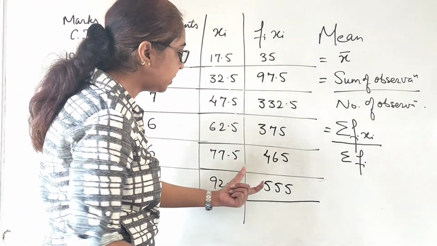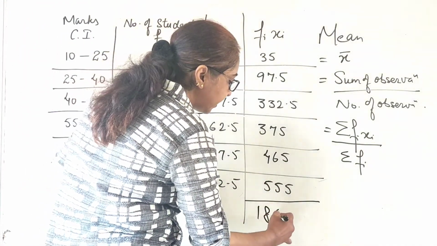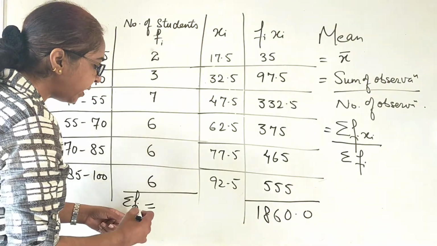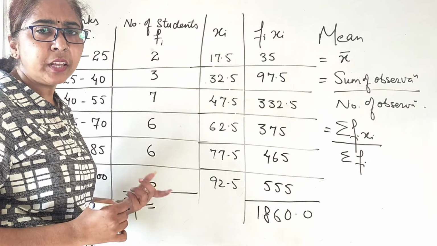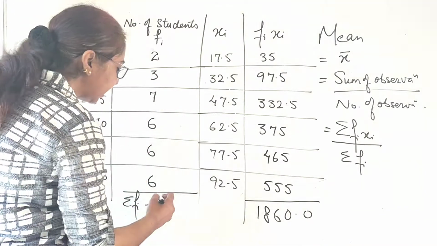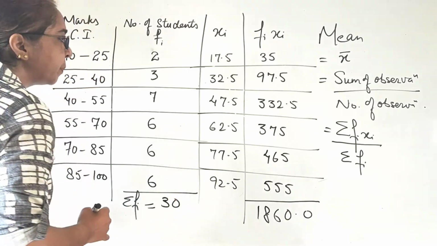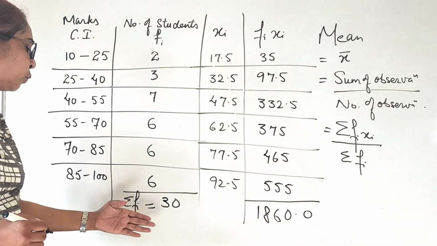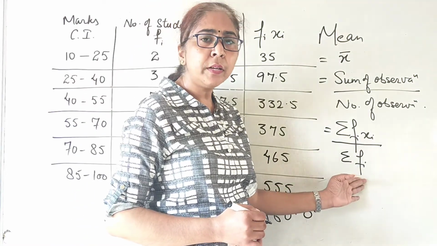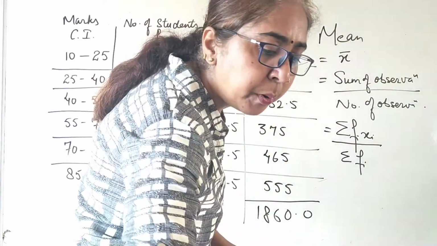So the sum of this is 1860, and the summation of fi is mostly given in the question. If not, you have to calculate it. Otherwise, you can take it from the question directly. This is 30. Now you just have to put these values in the formula, solve it and get the mean number of marks.